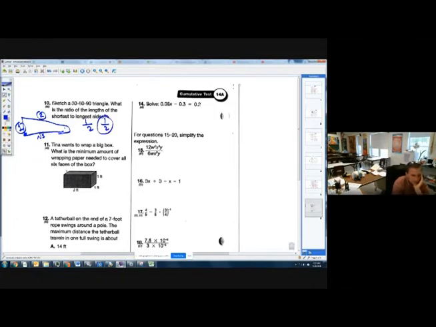Number 11, Tina wants to wrap a box. What's the minimum amount of wrapping paper needed to cover all 6 sides of the faces of the box? You just have to know that is surface area.